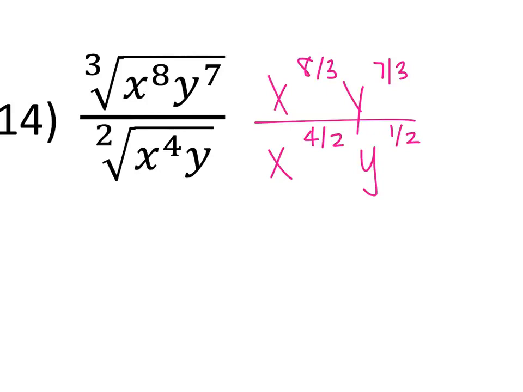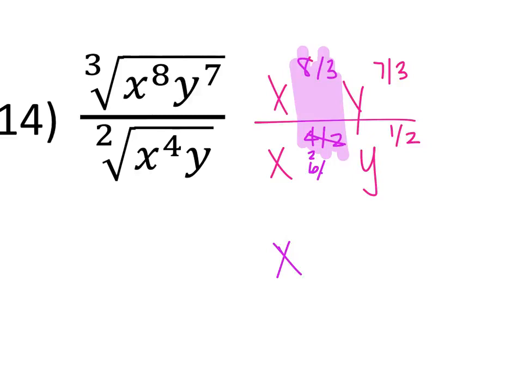Okay, so when I'm dividing, what do I do with my exponents? So what is 8 over 3 minus 4 over 2? Or 8 over 3 minus 2? You would have to get a common denominator. You can also use a calculator to do the math. If you were going to get a common denominator, your common denominator would be 6. Actually, hold on. What is 4 over 2? 2. So now to get a common denominator, really that's 6 over 2, right?